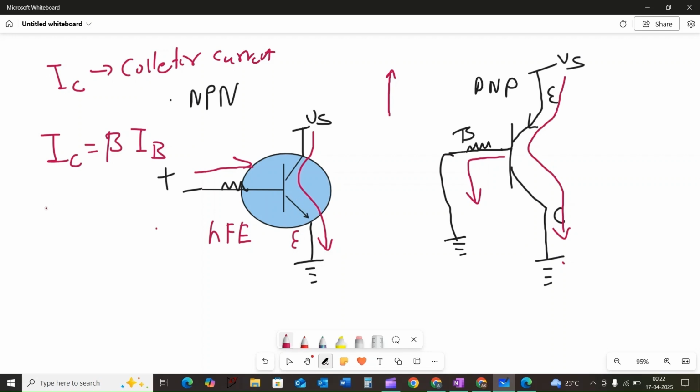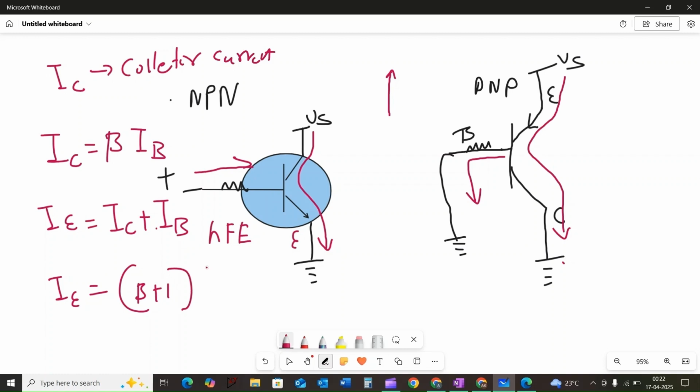Second, the emitter current IE is equal to the sum of IC and IB. By substituting IC with beta times IB, we can express IE as beta plus 1 times IB. It is most important to understand these two fundamental equations and be able to derive the third if we need it.